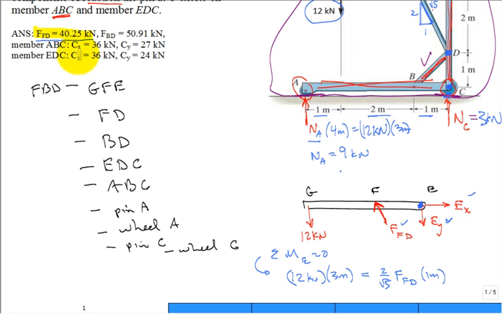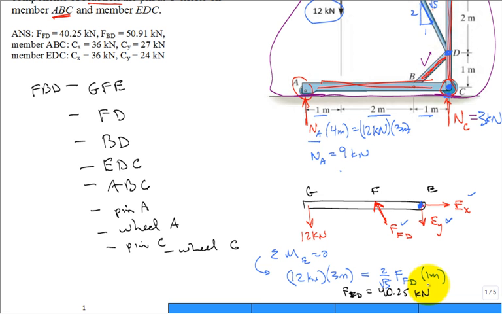40.25, yes. A couple more verifications, thank you. So we're able to solve for that: the force in FD is 40.25 kilonewtons.